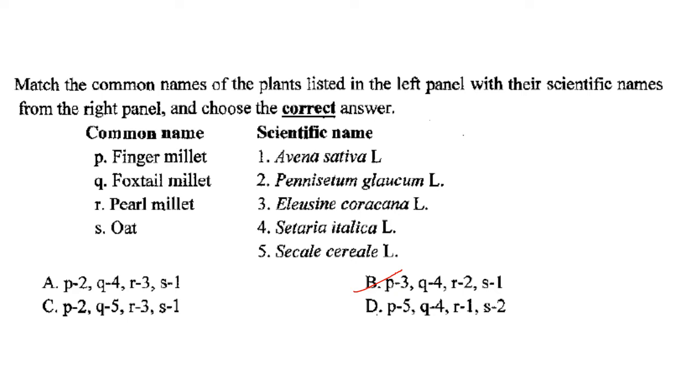R2. And oat is Avena sativa, that is S1. So the answer here is option B, that is P3Q4R2S1.